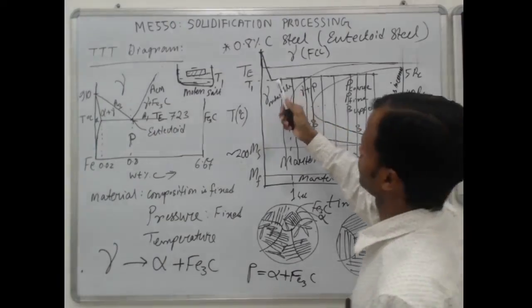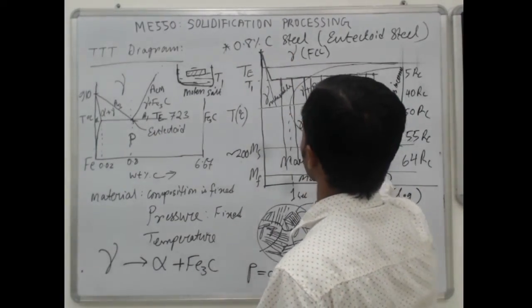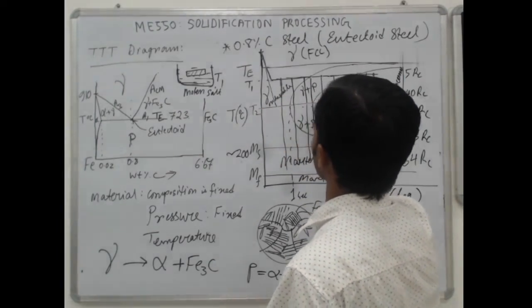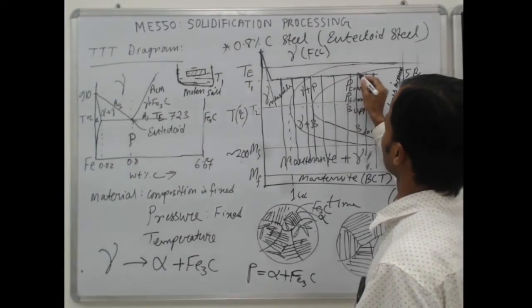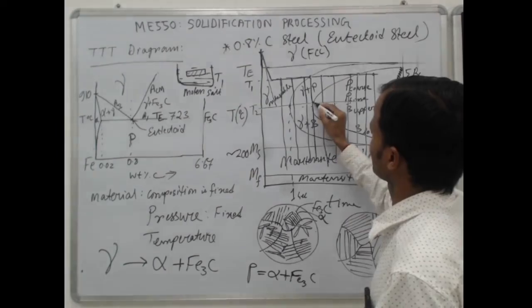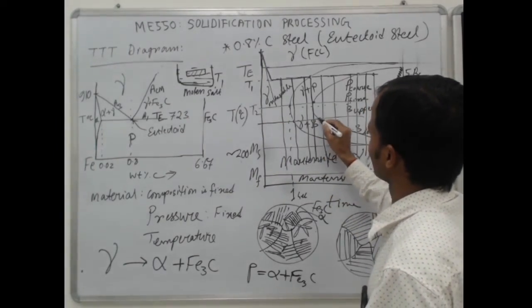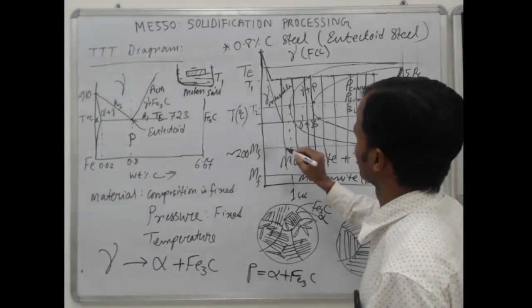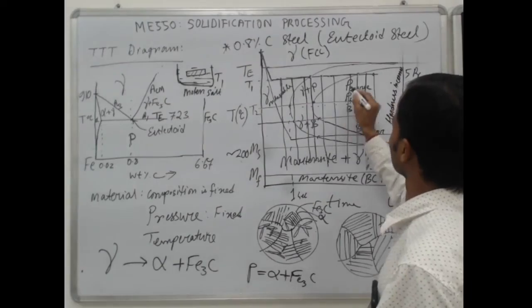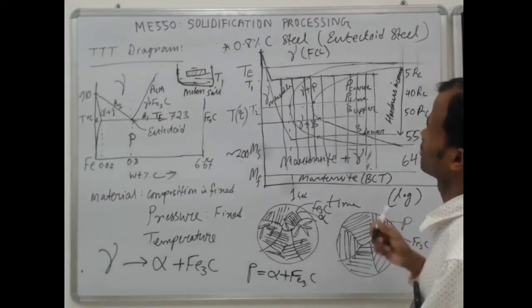Now if you do this for another temperature, say T2, and continue like this, you will get a start time and a finishing time. This is at one temperature, and this is at another temperature, with its own start time and finishing time. You increase the undercooling, you get another start time and finishing time. Now if you connect these finishing points and start points, you get the TTT diagram.